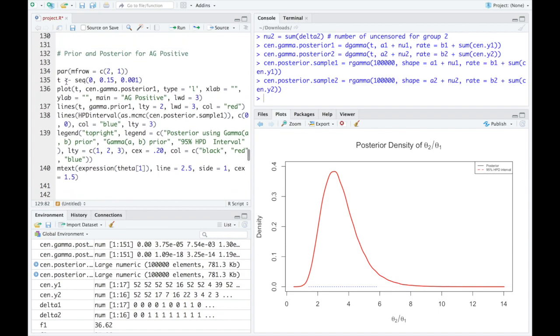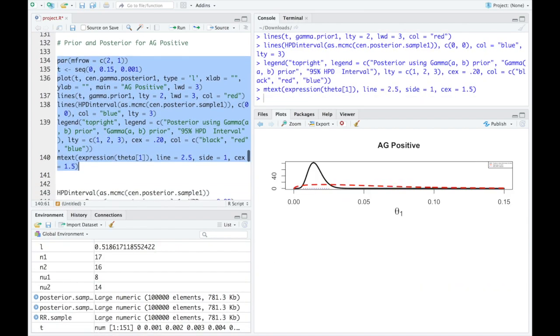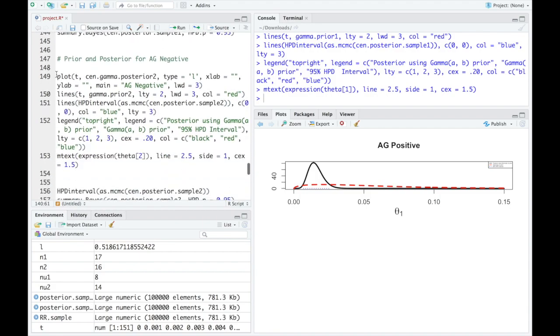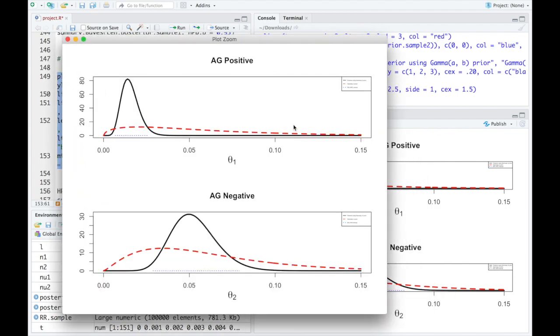So here are the prior and posterior plots. The plots look very similar to the non-censoring case, and this is primarily because most of the censoring came from a single group, and that's the Ag positive group. This means that the time of death for Ag negative is still going to be below that of Ag positive. Unless we make the censoring take place in like 1 month, our results will largely be the same.